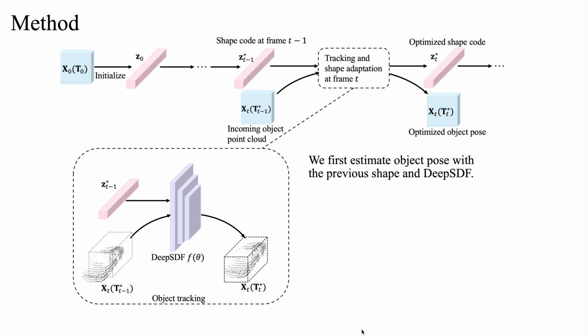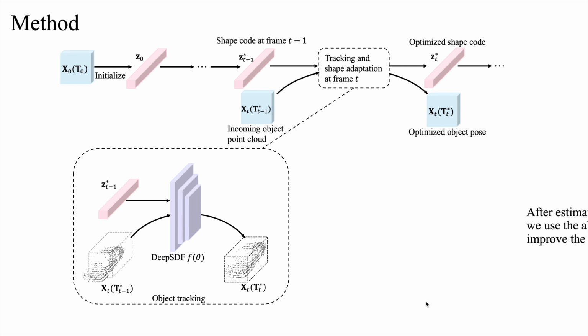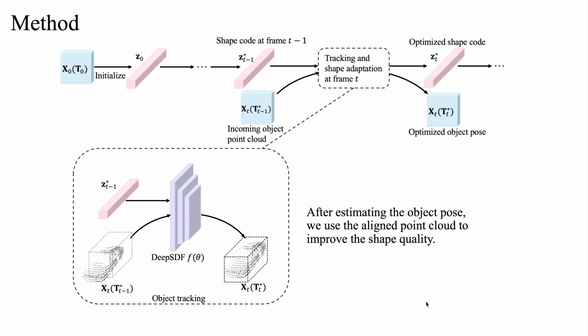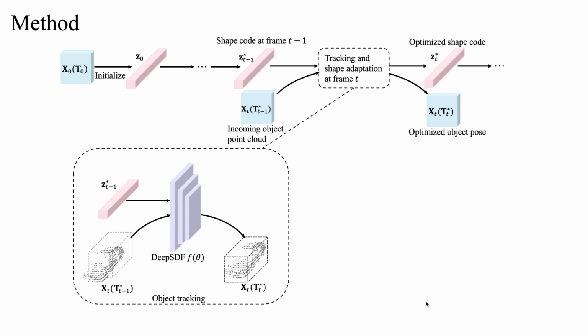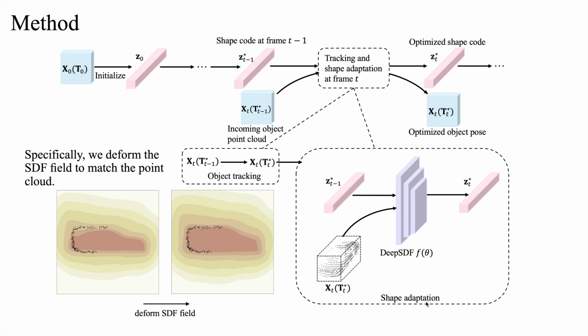Then we are going to introduce the tracking and the shape adaptation at frame t. We first estimate the object pose with the previous shape and DeepSDF. Specifically, we estimate the pose by pushing the point cloud to the zero level set of the SDF field, as shown in the right bottom figure. After estimating the object pose, we use the aligned point cloud to improve the shape quality. We call it shape adaptation. Specifically, we deform the SDF field to match the point cloud, as shown in the figure below.